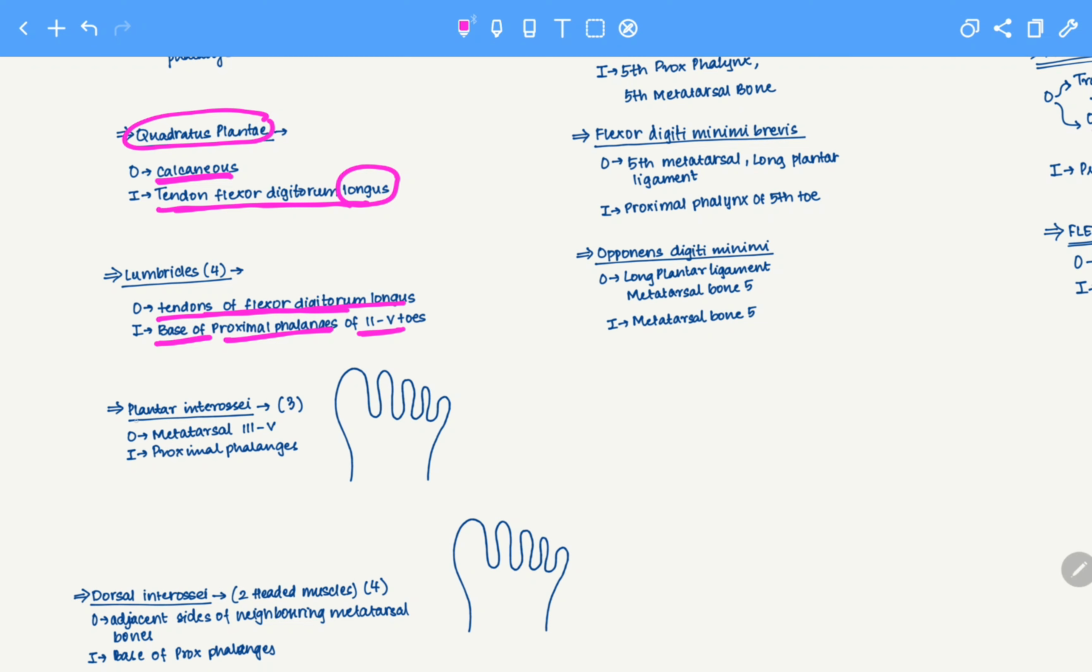Next, we have the plantar interossei. So we have only 3 plantar interossei. The plantar interossei will originate on metatarsals 3 to 5 and they will insert on the proximal phalanges. If I had to draw the plantar interossei, this is the third metatarsal. They will originate on the metatarsal and insert on the proximal phalanx. Originate on the metatarsal, insert on the proximal phalanx. Similarly with the little toe. This is how the plantar interossei of the foot are oriented.